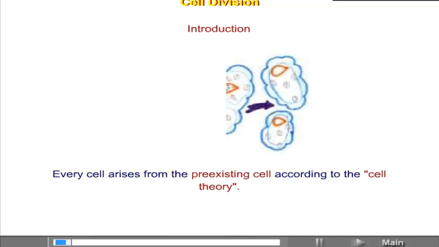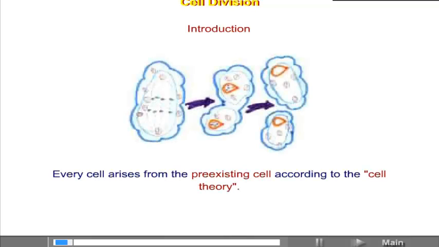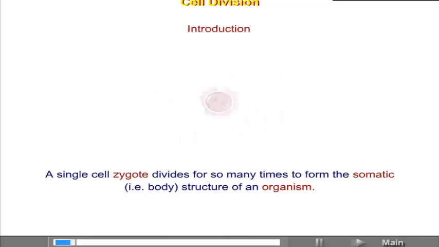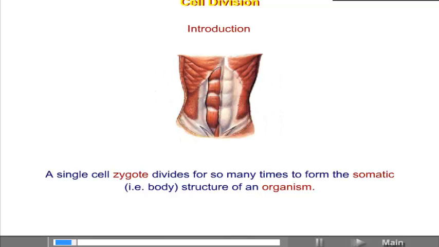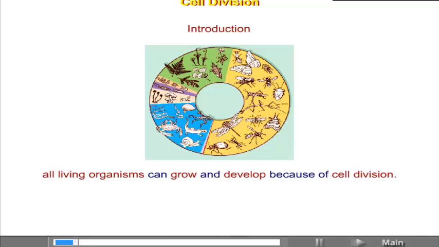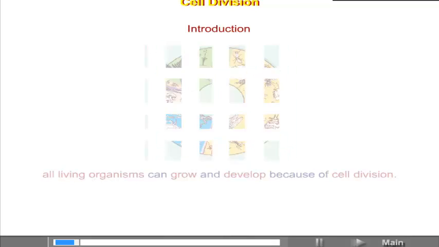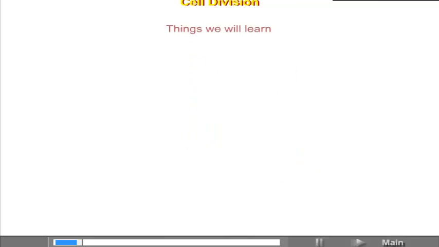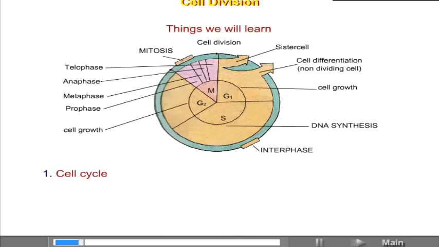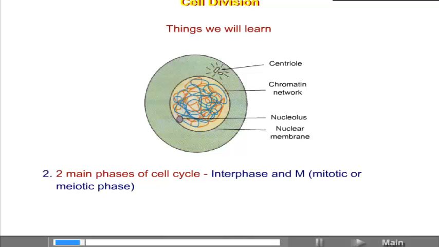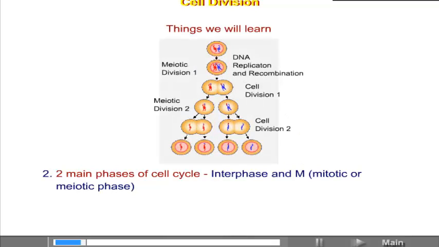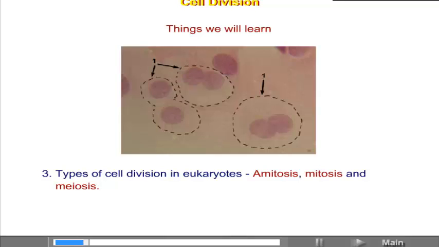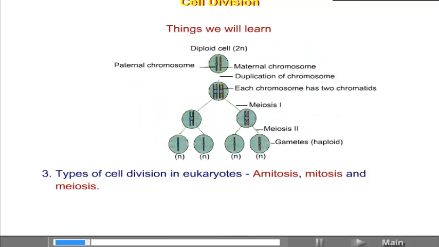Every cell arises from the pre-existing cell according to the cell theory. A single cell zygote divides so many times to form the somatic, that is, body structure of an organism. All living organisms can grow and develop because of cell division. Let us learn about how the cells divide, when does it divide, etc. Things we will learn. Cell cycle. Two main phases of cell cycle, interphase and mitotic or meiotic phase. Types of cell division in eukaryotes, amitosis, mitosis and meiosis.